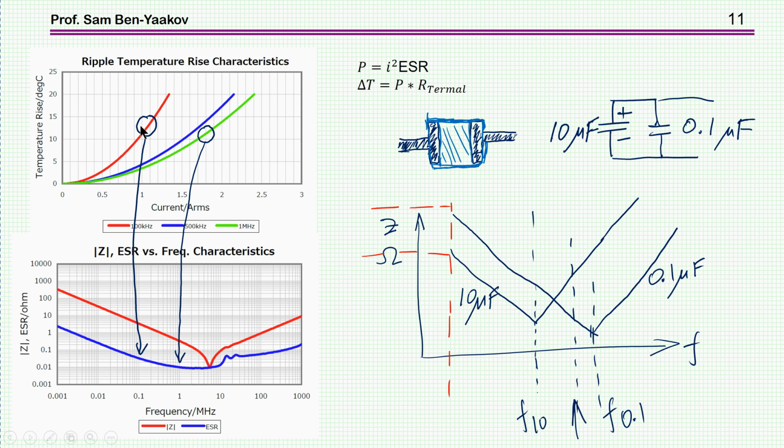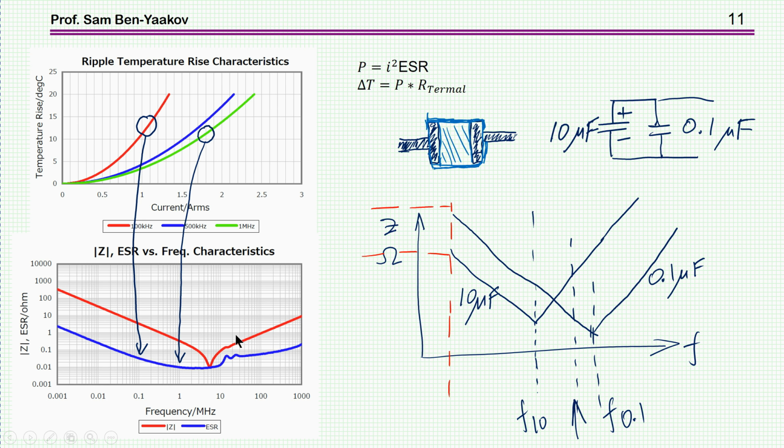Now, the reason for this difference is that ESR is changing with frequency. These are for different frequencies. At 100 kilohertz, the ESR is, say, 30 milliohms, and at 1 megahertz, it's already 10. So therefore, the heating at 1 megahertz is lower than it is at 100 kilohertz, and therefore you can pass a higher current at 1 megahertz.